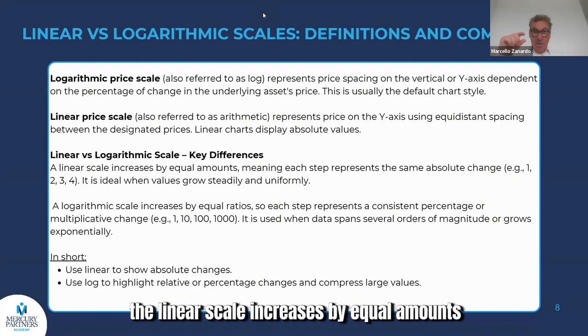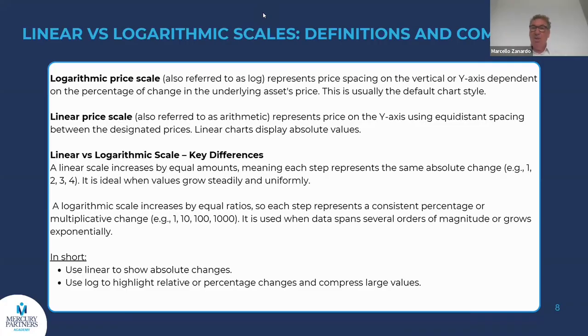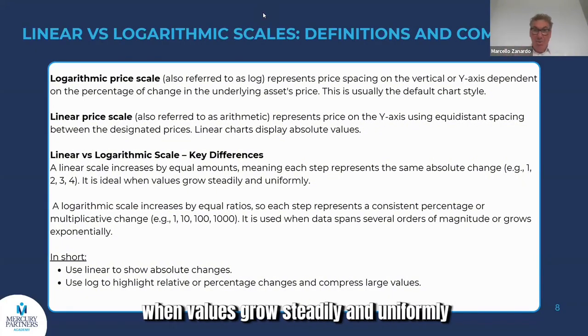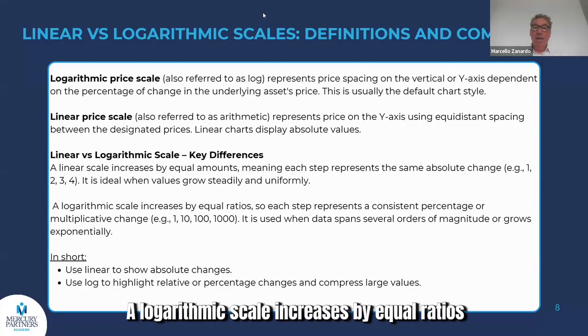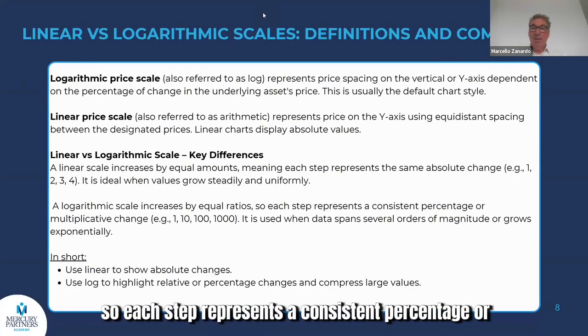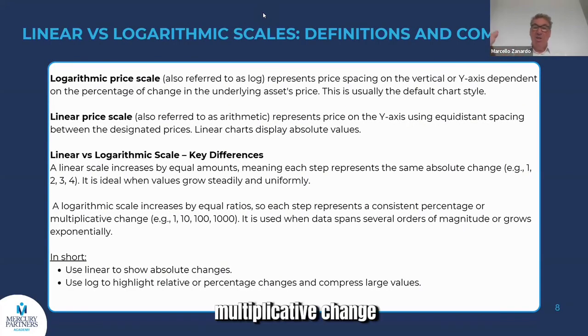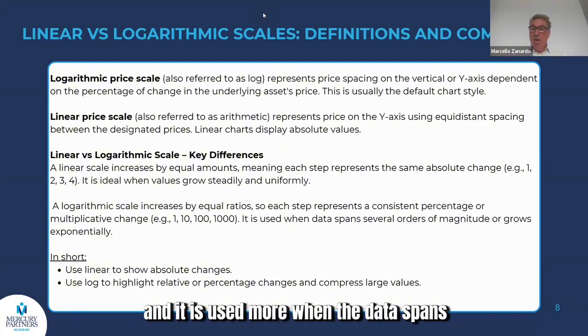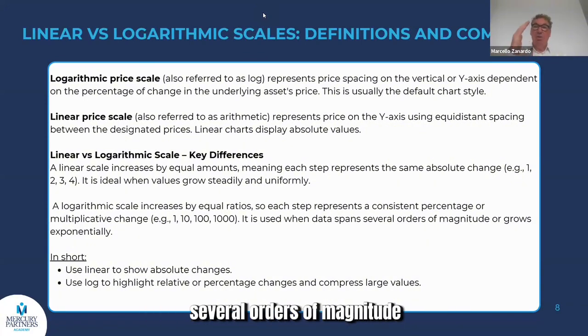The key difference between the two is that the linear scale increases by equal amounts, meaning that each step represents the same absolute change, 1, 2, 3, 4, and it is ideal when values grow steadily and uniformly. A logarithmic scale increases by equal ratios, so each step represents a consistent percentage or multiplicative change, and it is used more when the data span several orders of magnitude or grow exponentially.